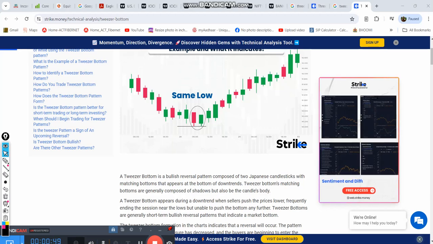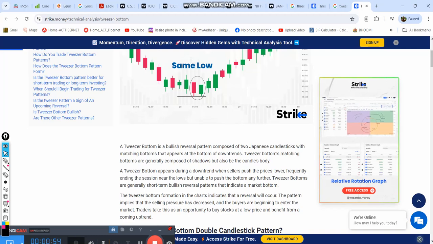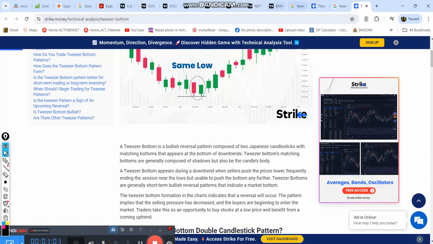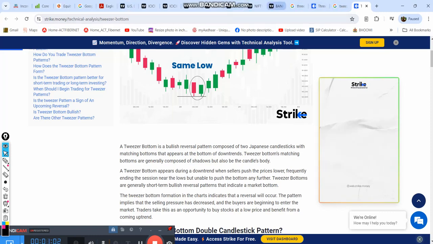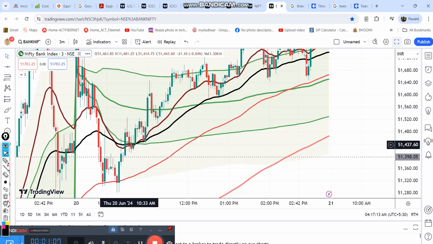A tweezer bottom is a bullish reversal pattern composed of two Japanese candlesticks with a matching bottom that appears at the bottom of downtrends. So this happened after a downtrend actually. This pattern was created after a downtrend here. So it is not a complete downtrend. It is here actually.